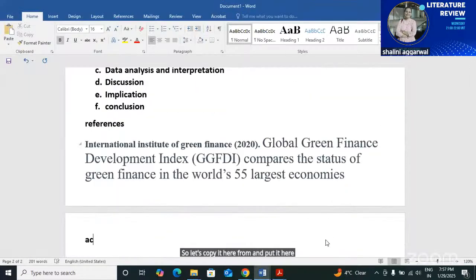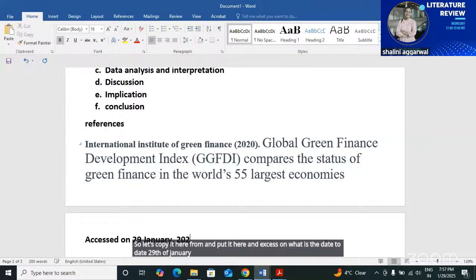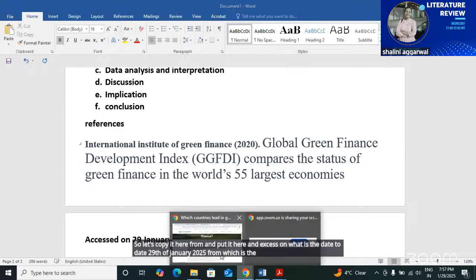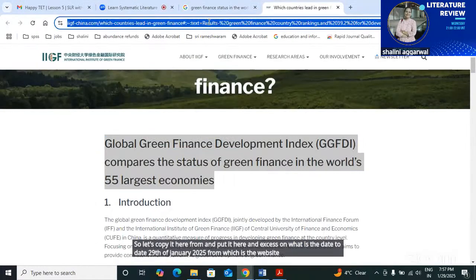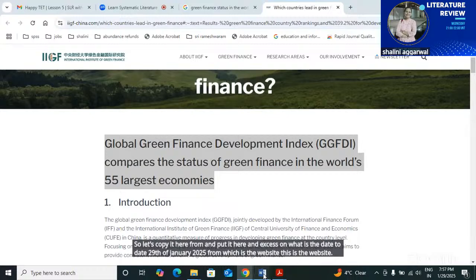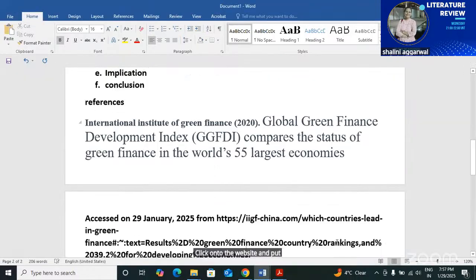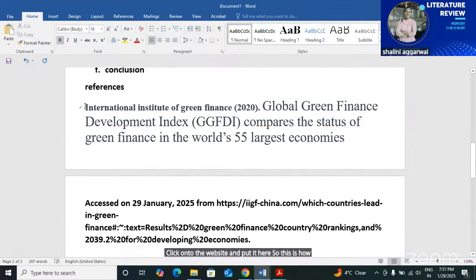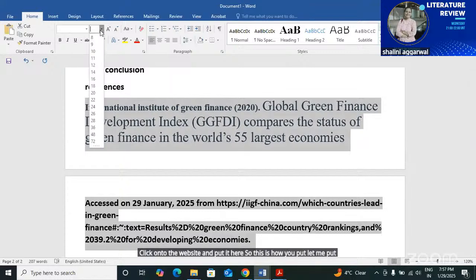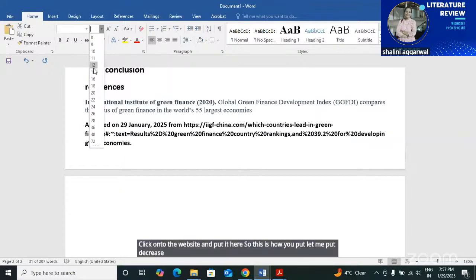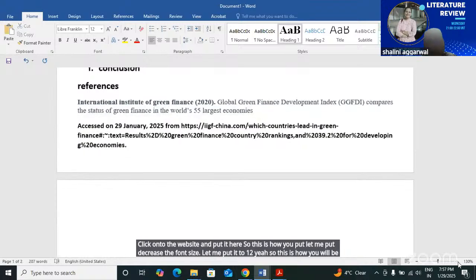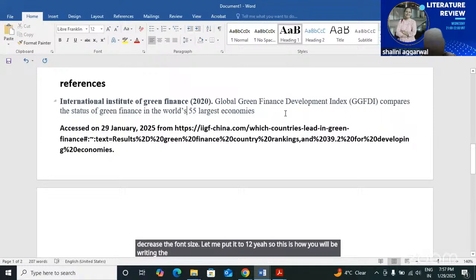And accessed on, what is the date today? 29th of January 2025. From which is the website? This is the website. Click onto the website and put it here. So this is how you put, let me decrease the font size. Let me put it to 12. Yeah. So this is how you will be writing the reference for this.